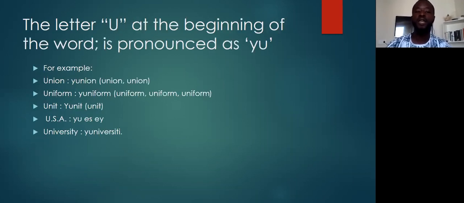And we have here the letter U at the beginning of the word, which is pronounced as "yoo", okay? You say, for example, union, okay? Uniform. For example, in Turkish, you say "uniform", but normally it's not like that. You have to say uniform, okay? And you have unit, and USA, how you are going to read it. And we have university for the letter U.